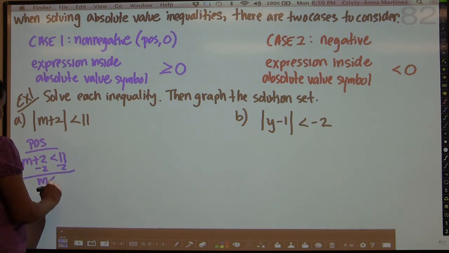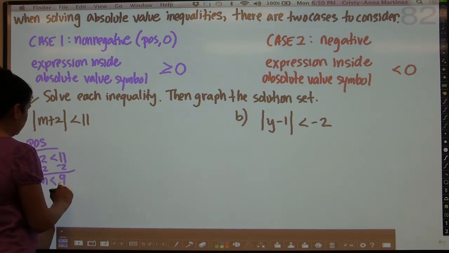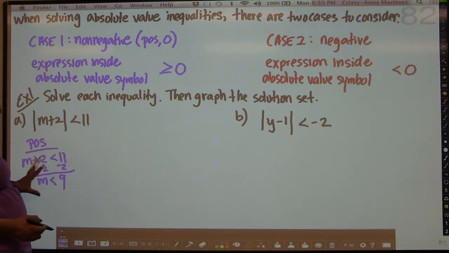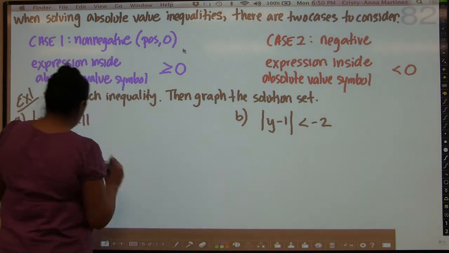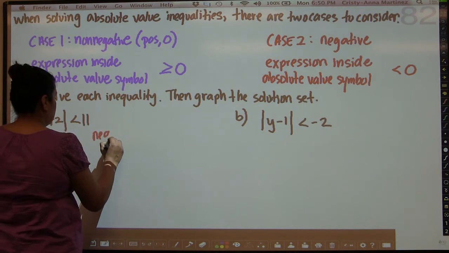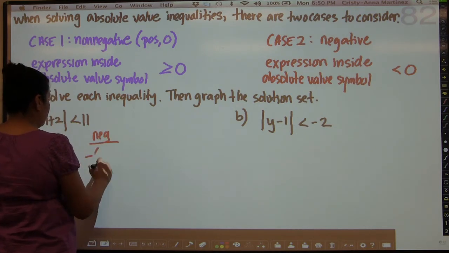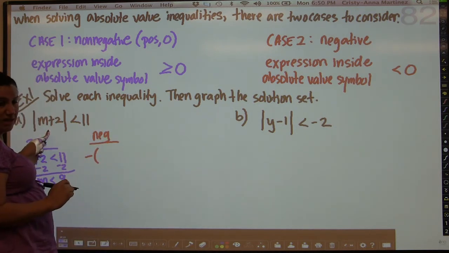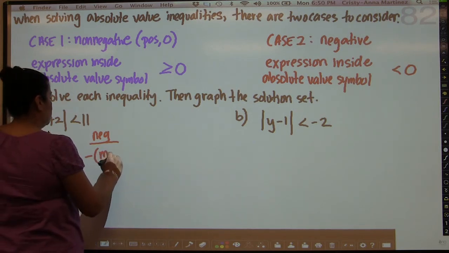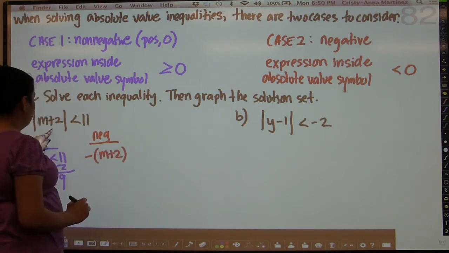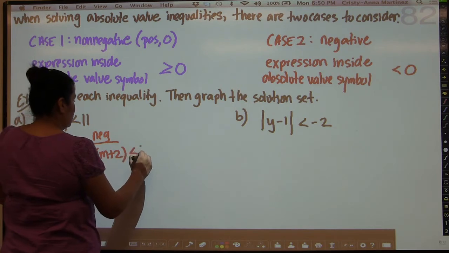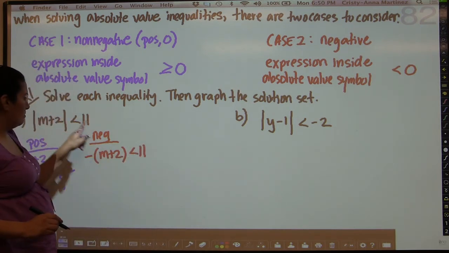So M is less than 11 minus 2, which is 9. And that's my answer for the positive case. And then in my negative case, I'm going to put a negative in front of the expression that's inside the absolute value bars. So negative M plus 2 less than 11. I'm not changing the symbol or anything like that.